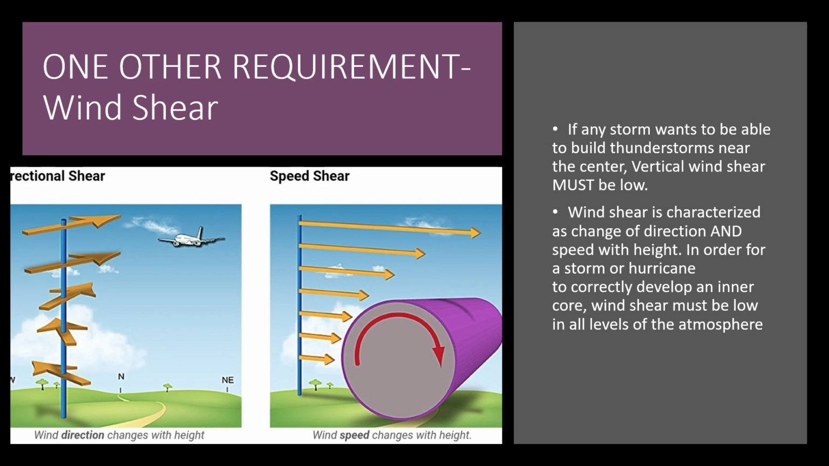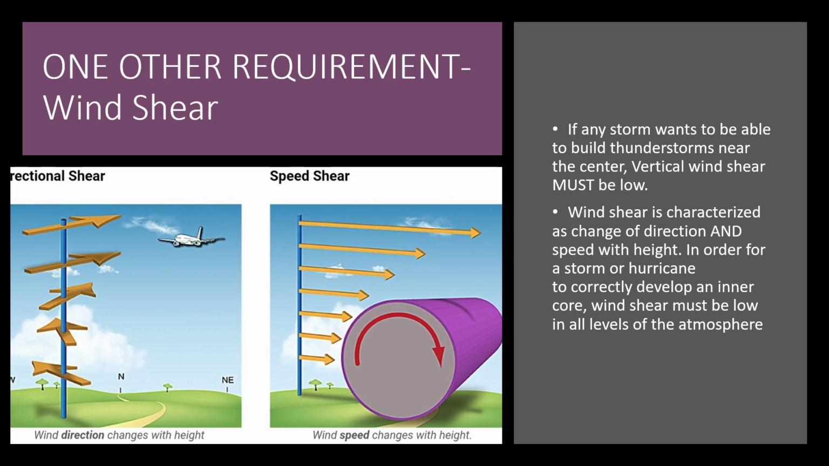Now, with directional shear, as one would kind of think, the wind direction is going to change with height. So as you go higher up in the atmosphere, the wind direction is going to change. In this particular diagram, you'll have wind coming out of the northwest, and at the very top here, at about 200 millibars, or about 39,000 feet, you'll have wind that is typically cruising towards the north and east. So you have that change of direction.